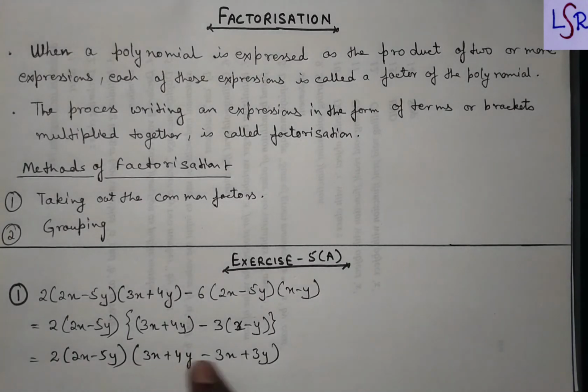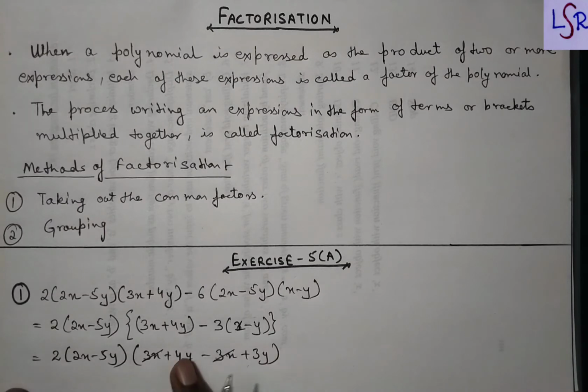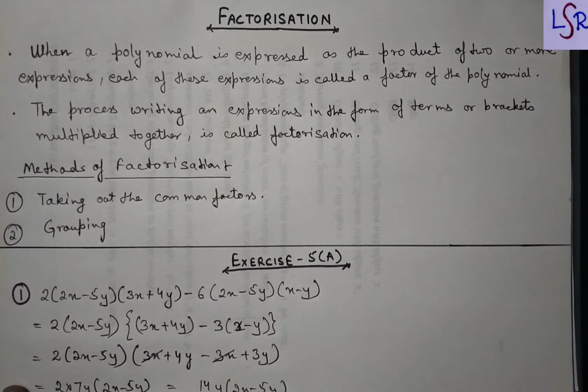Now we are going to open this bracket. On opening we have got this one, and now we can solve this one also. On solving we see that 3x is cancelled by this 3x, and we are left with only these two, that is 4y and 3y, and that will be equal to 2 into 7y and this bracket 2x minus 5y. This 2 times 7y, they can be multiplied also, and it will be 14y and 2x minus 5y. Now let's see the other question.